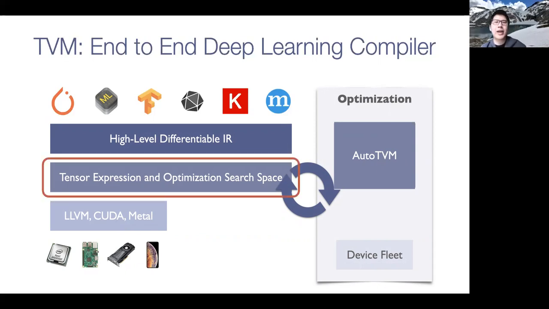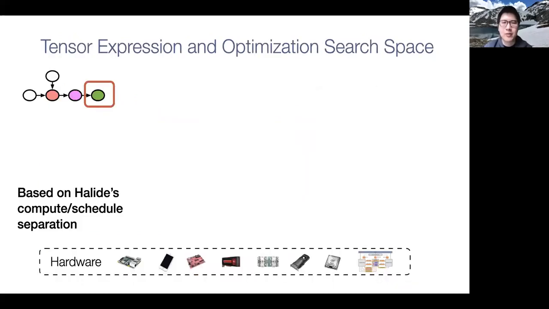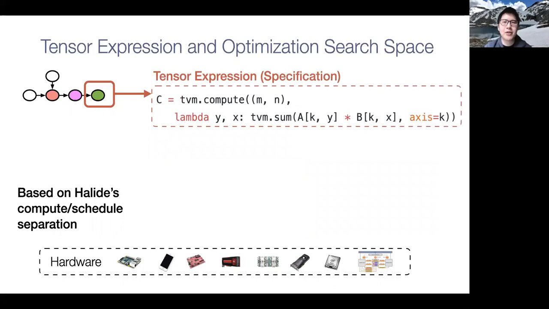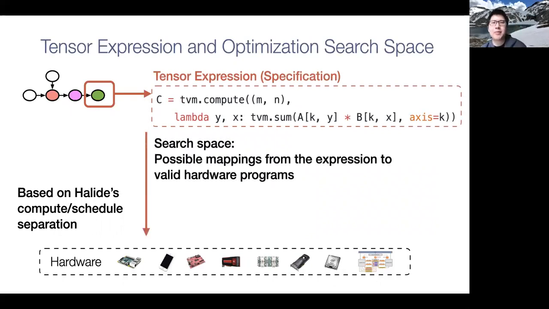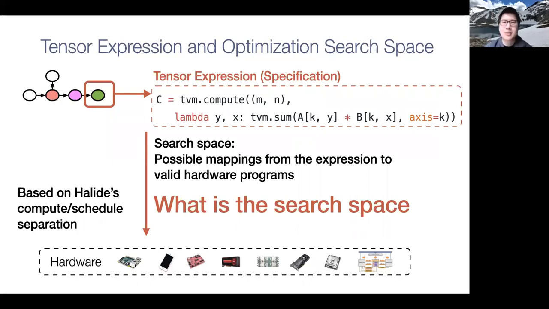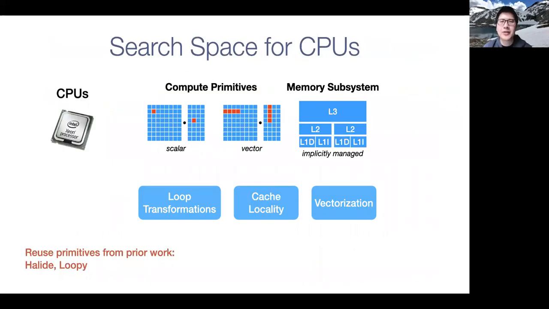I'm going to particularly talk about how we can build an effective optimization search space for low-level programs. So to recap, for each high-level tensor expression, we want to define a search space that builds possible mappings from the high-level expression to low-level, hardware-valid programs. Here, we borrow conventional ideas from existing work in image processing. In particular, there's a work called Halide that tries to define such a search space on computer graphics workloads. However, the real challenge is how we can define an effective search space so that it covers what a programmer might write. On CPUs, we can leverage a lot of existing work that builds effective loop transformations optimized for cache locality, as well as using vectorization to vectorize the code.